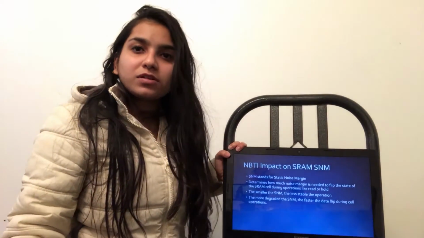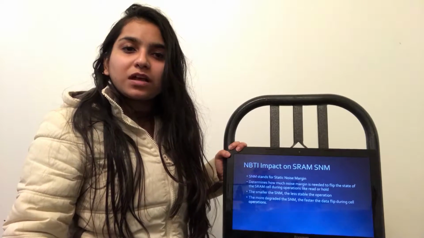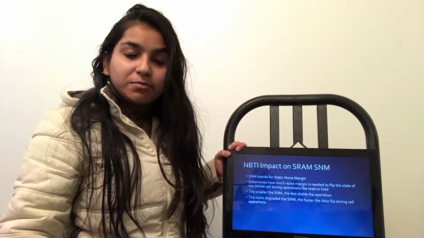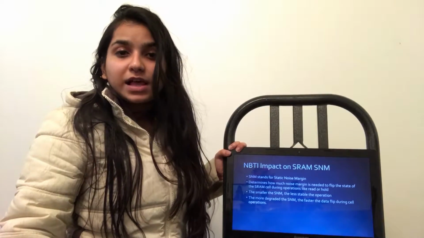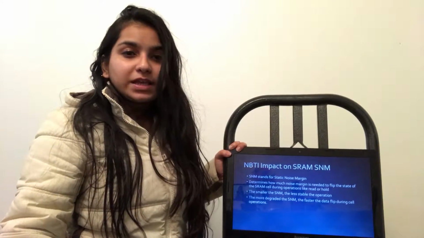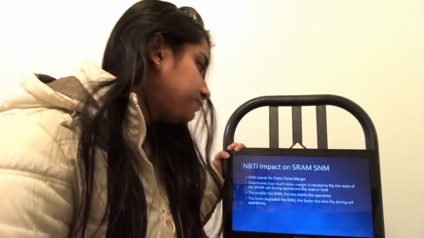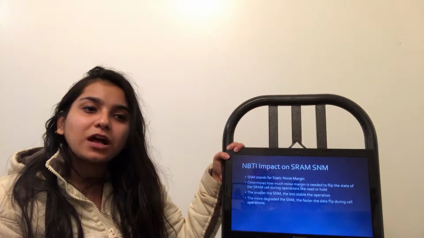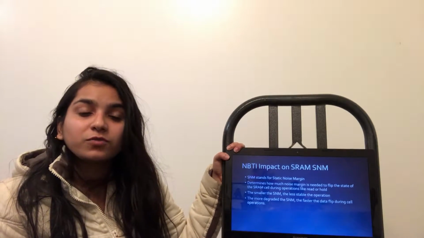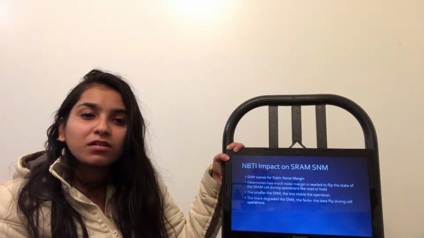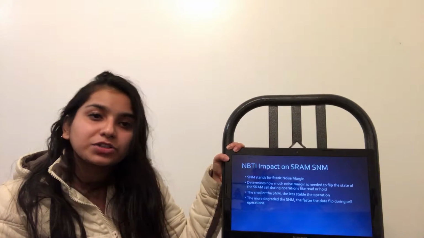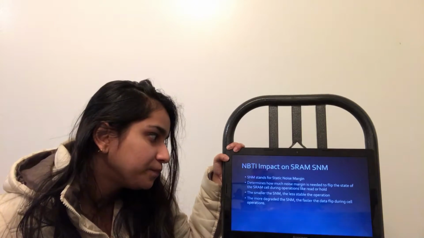A very important feature of the SRAM cell, which is affected by NBTI and also PBTI definitely, would be the cell SNM. SNM stands for static noise margin. It determines how much noise margin or voltage noise is needed to flip the state of the SRAM cell during normal cell operations like read or hold.